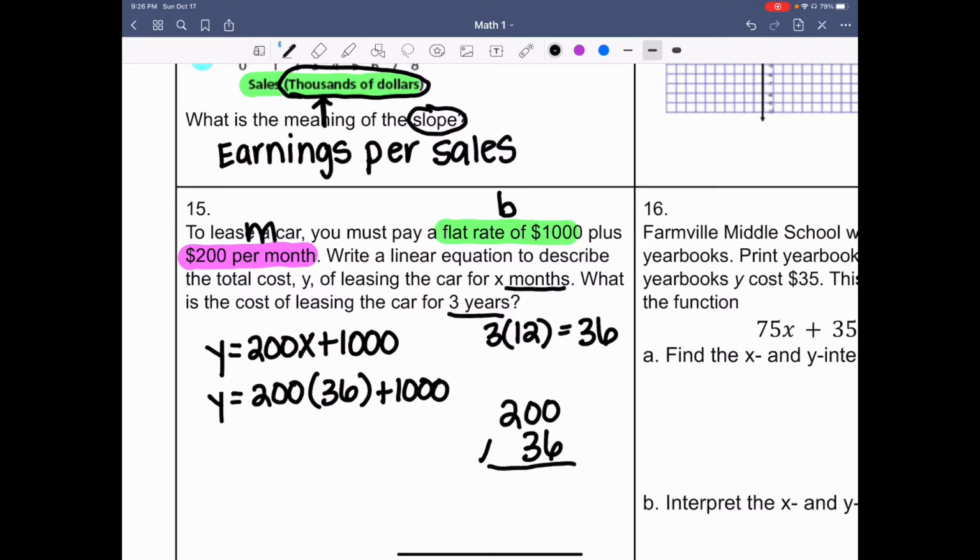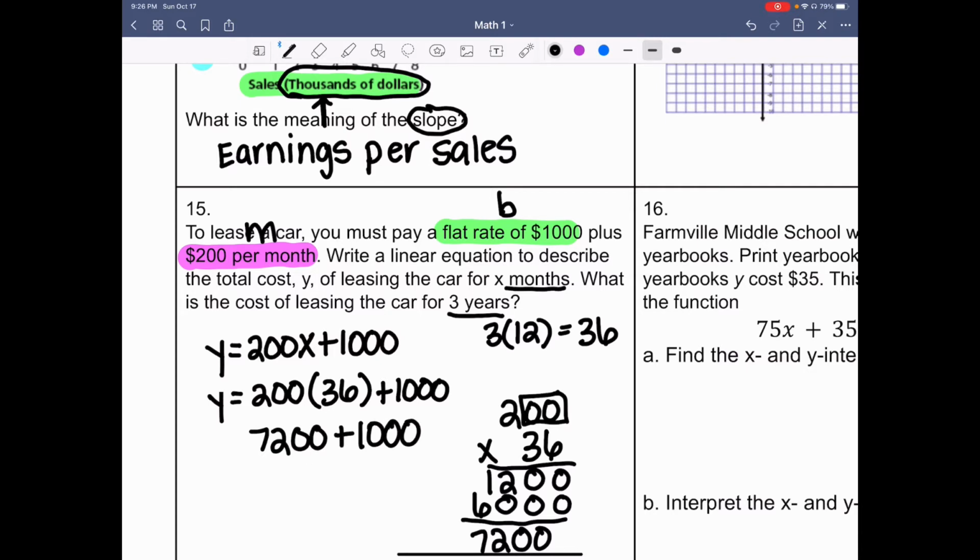I can see that I've already got these two zeros here, so I'm going to go ahead and bring those down as placeholders so we don't have to worry about multiplying the zeros out. So then we have 6 times 2. That's going to give me 12. And then I'm going to do my placeholder again. And then 3 times 2 is going to give me 6. So this is going to be 7,200. Do not forget that that 7,200, we got to add that y-intercept to it, which is going to give me 8,200 as my final answer.